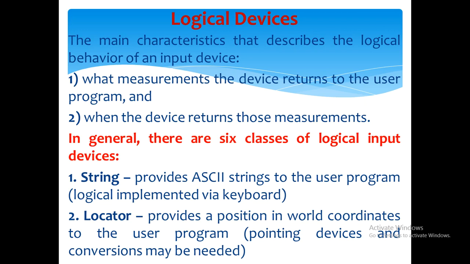Whenever you are using a mouse in your program, normally when you click the mouse on your monitor, the mouse will return to your program the x and y values of that pixel. Pixels are x and y. That is what provides a position in world coordinates to the user program. Means if I use the mouse as a locator device, the mouse will always return the pixel values.